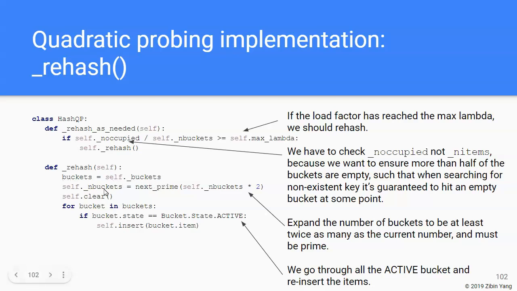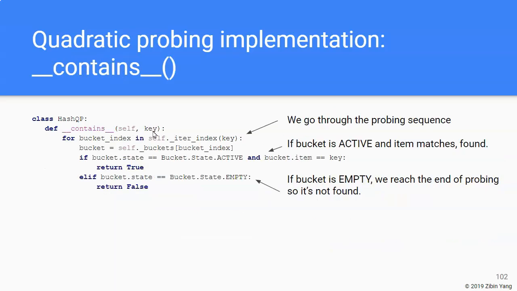And then we double the number of buckets we will have, but also find the next prime that is larger than that. We allocate all the new buckets, and then we go through all the old buckets, and for each one that used to be active, we take its item and insert it into the new buckets. And that concludes the implementation of insertion.